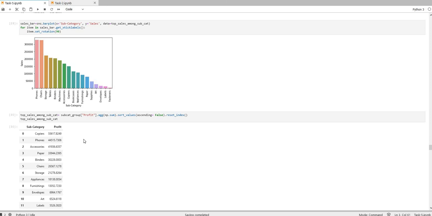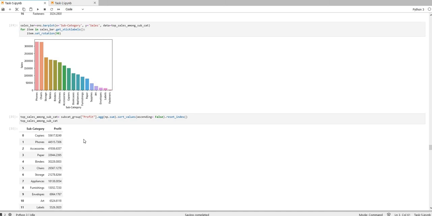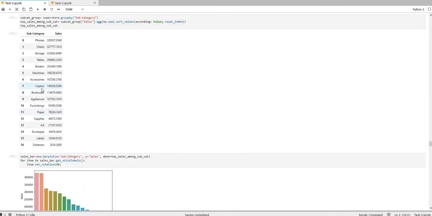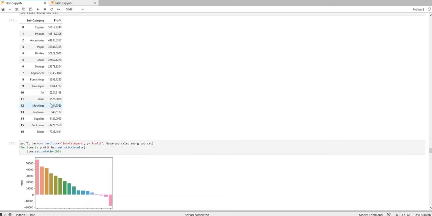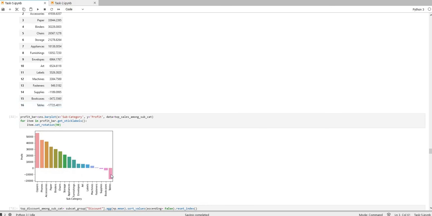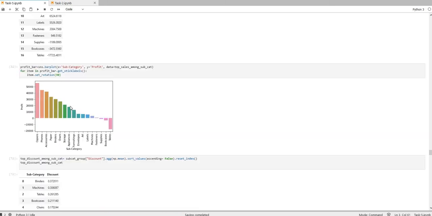Now if we look at the profit, copiers have the highest total profit. Then come phones, whereas copiers were in position 8 in sales, but have the highest total profit. As we can see, tables have a high loss in total. The value is pretty huge, about 17,725.